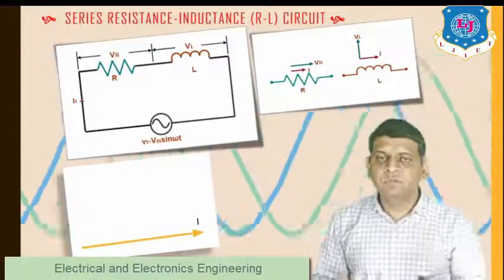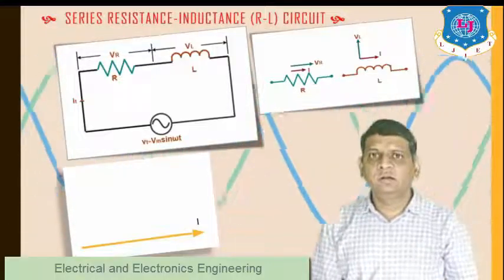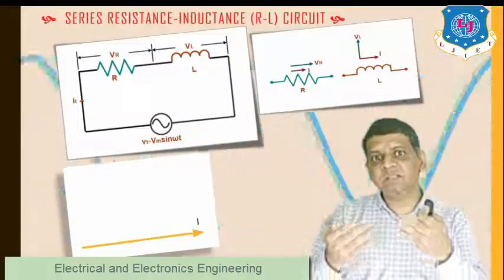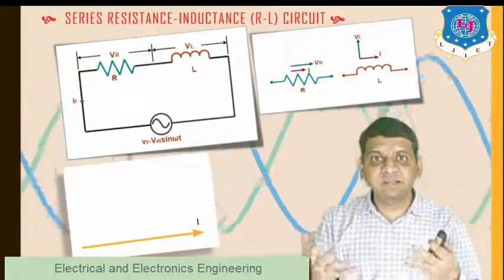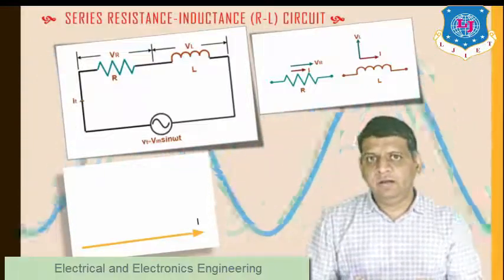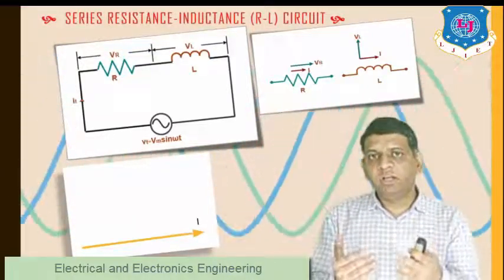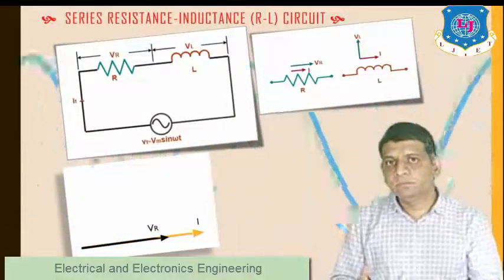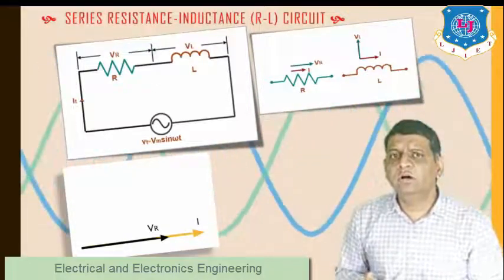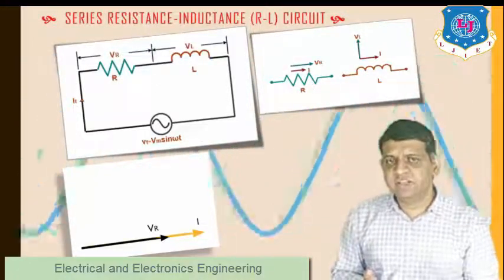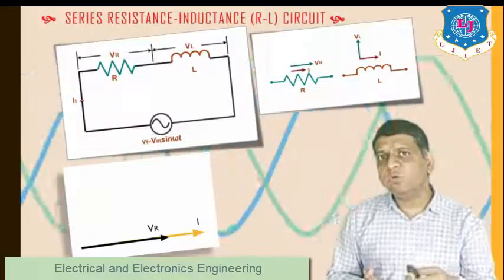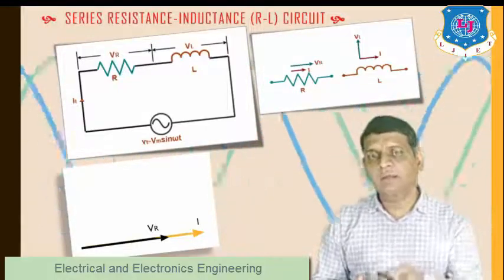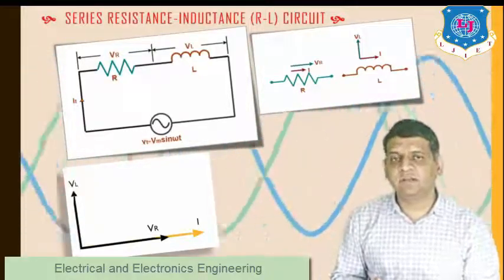First, I am taking the current vector as the same for both cases, because the current flowing through the series combination of R and L is the same. The voltage drop across the resistance VR is always in phase with the current, so I have taken that vector on the phasor diagram. Similarly, the voltage across the inductor is 90 degrees ahead of the current, so I can represent this vector as VL.